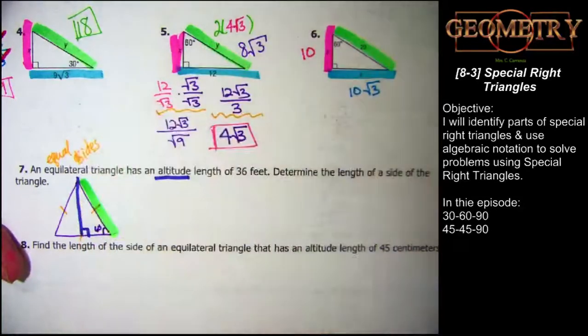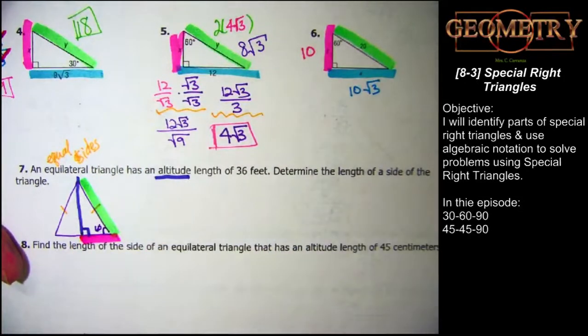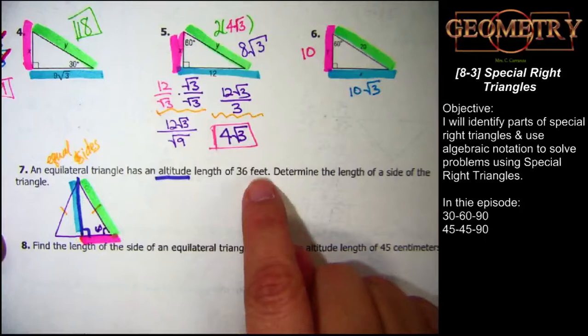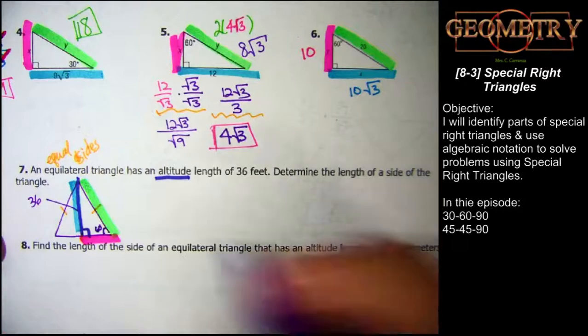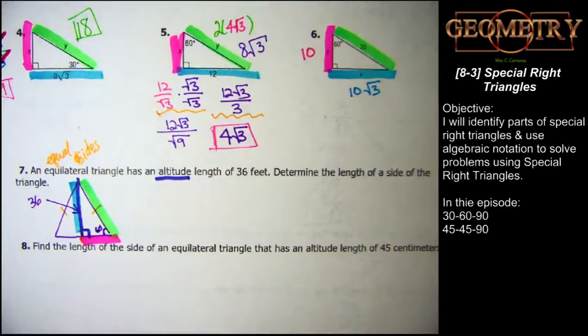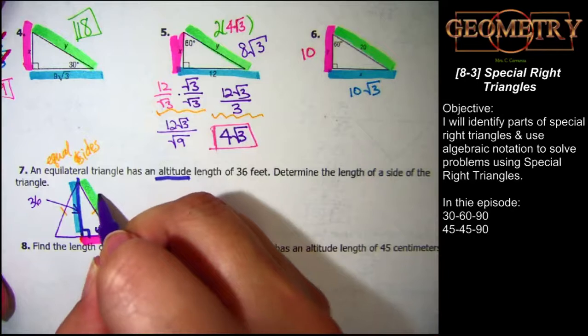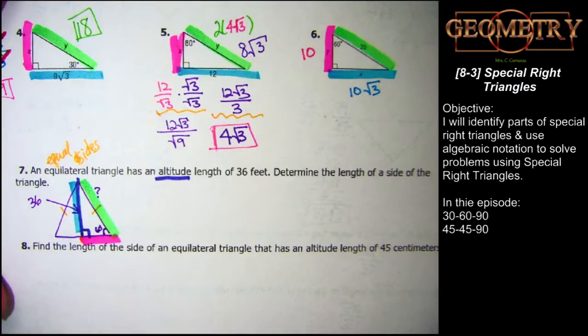Here's my hypotenuse. Here's my small side. Here's my big side. Excuse me. My small side, my small leg, and my big leg. All right. Okay, my altitude was this one, and it's got a length of 36 feet. So this right here is 36. My big leg is 36. They want to know the side of the triangle, which is my hypotenuse. I need my small side to get to my hypotenuse.